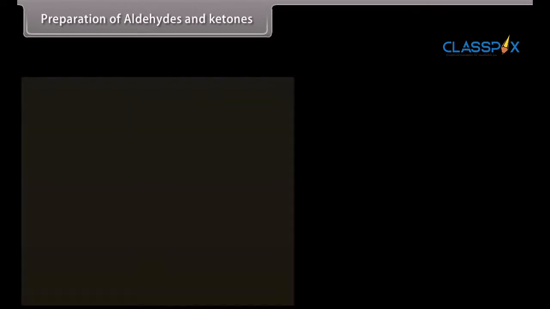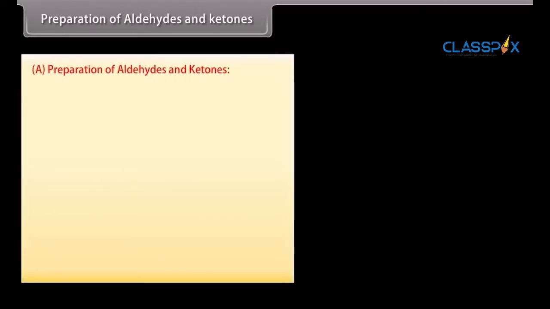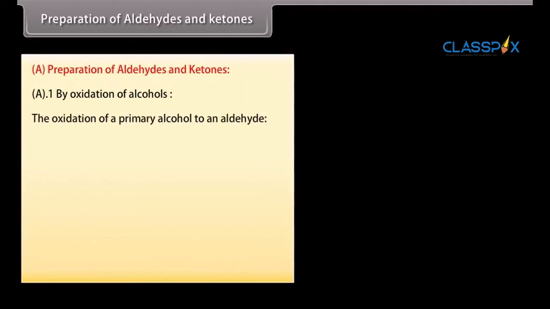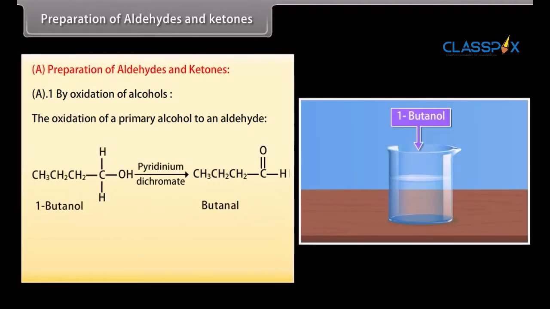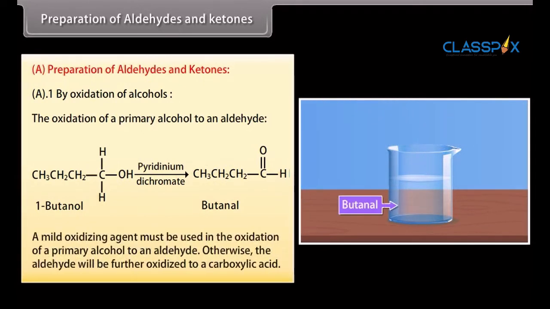Preparation of aldehydes and ketones. By oxidation of alcohols. The oxidation of a primary alcohol to an aldehyde. Butanol is oxidized in the presence of pyridinium dichromate and forms butanal. A mild oxidizing agent must be used in the oxidation of a primary alcohol to an aldehyde.